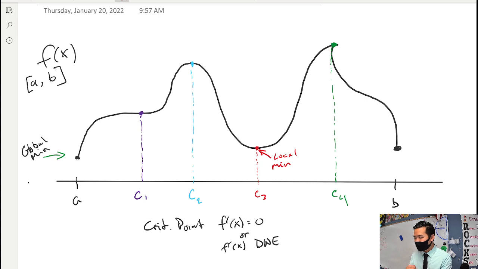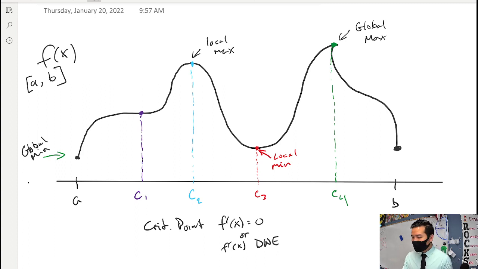Looking at this picture, can you tell me where the global maximum is occurring? At the cusp. Yeah, at the very top over here. I'd say this right here, let me do this in a different color, is going to be the global max. Right? The global max. Can anybody locate a local max? C2. Very good. C2, that is a local max.